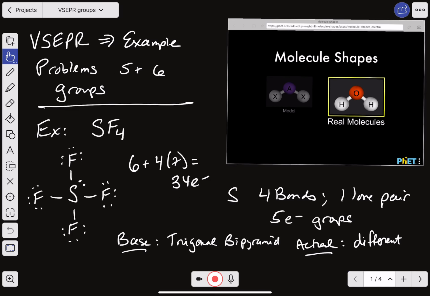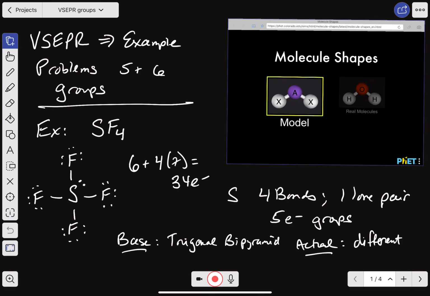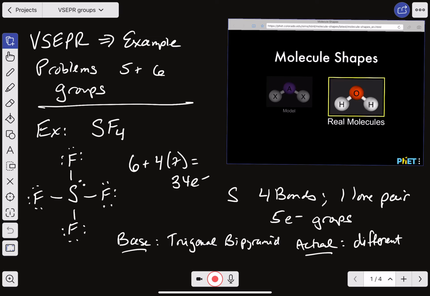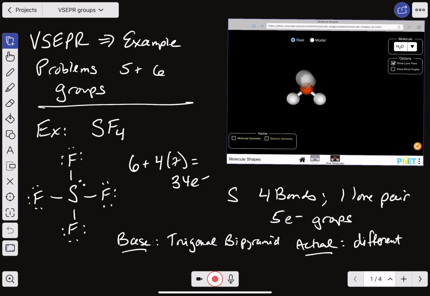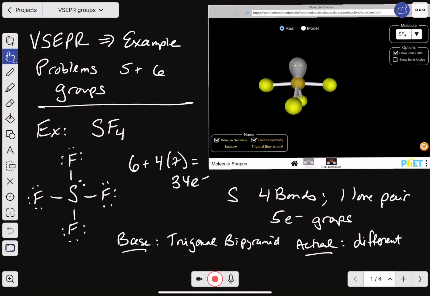I have the PhET simulation up here. So it's loading. You can either do model complexes, or they actually have this thing to do real molecules. So I'm going to click on real molecules. I'm going to select one of their examples as SF4. So they put it in here. I'm going to say, please show me the electron and the molecular geometry. And actually, why don't I make this just a tiny bit bigger? So you can see over here, electron geometry, trigonal bipyramid, molecular geometry is seesaw.